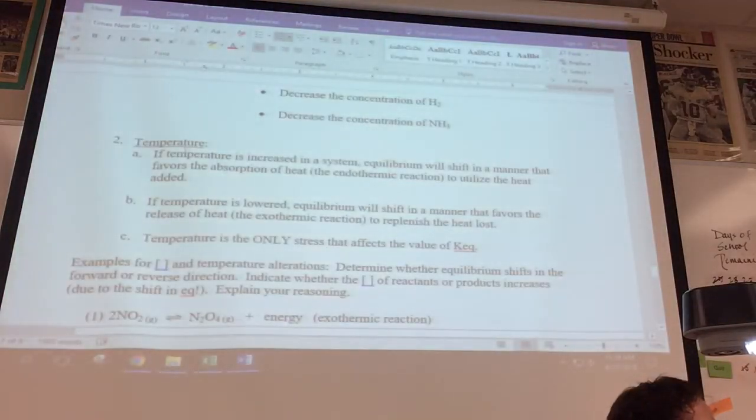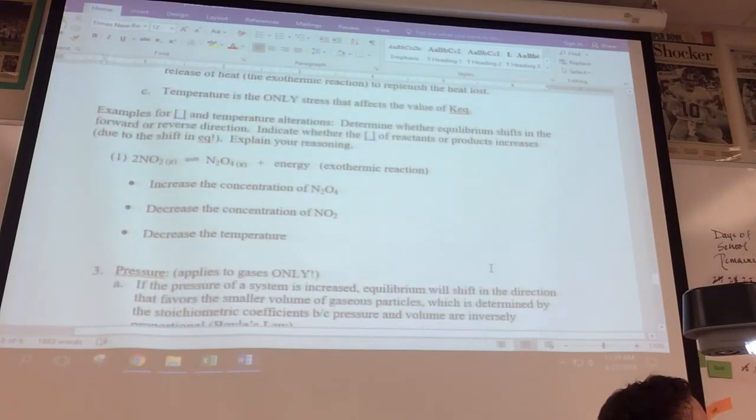It says if temperature is increased in a system, equilibrium shifts in a manner that favors heat absorption, which is endothermic, and that's to utilize heat added. If you decrease temperature, equilibrium shifts in a manner that favors the exothermic direction, so that you replenish or replace heat that you have lost. Again, temperature is the only stress that affects the value of KEQ.